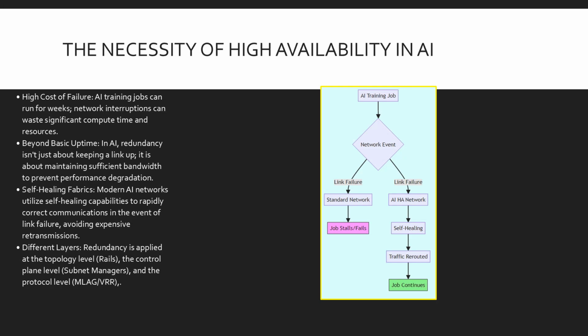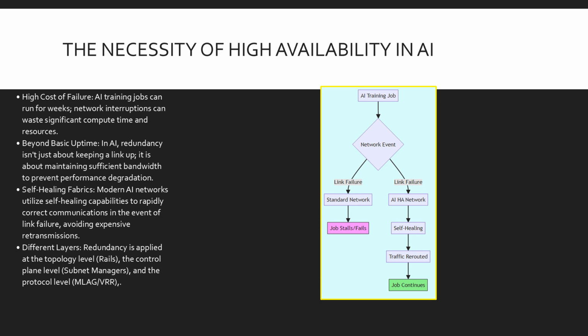In an AI environment, high availability means more than just having a backup cable. Because AI workloads are tightly coupled and bursty, a failure that causes packet loss or high latency can ruin a training run. We design fabrics that are self-healing, meaning the network can instantly route around a failed link to maintain the flow of data. We approach this in layers: ensuring the physical topology has multiple paths, the control plane has backup managers, and the protocols support active-active forwarding.